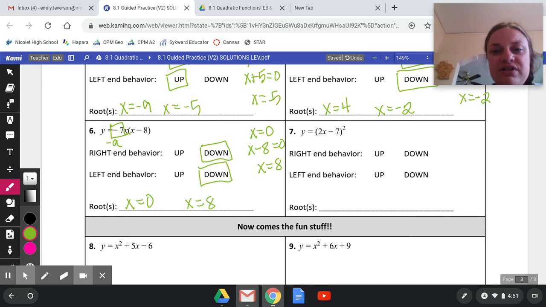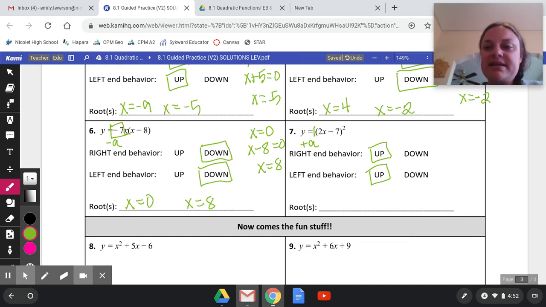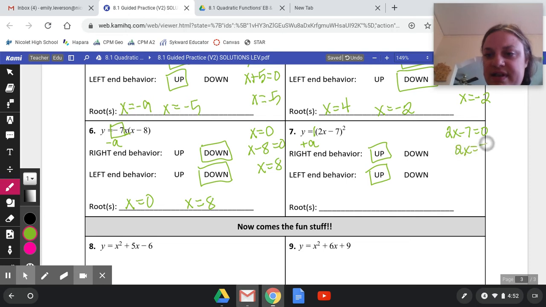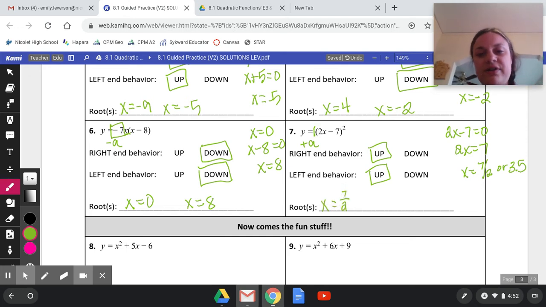My next one, I don't have anything in front of my quadratic, which means that it's like an imaginary 1, which would indicate that I have a positive A value, which means that my right end behavior is going up. So my left end behavior is also going up. They are the same. It's a parabola opening up. Next, I've got 2x minus 7 equals 0. Add the 7 to x equals 7, divide by 2, x equals 7 halves or 3.5. I don't care which one you use. So I have x equals 7 halves. I'm just going to leave it as that.